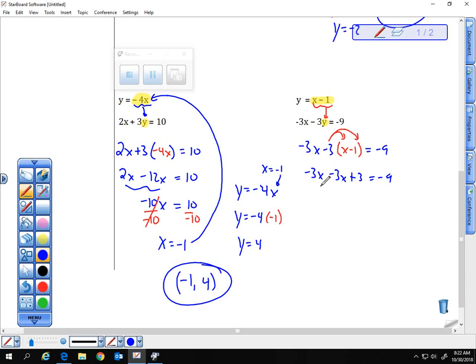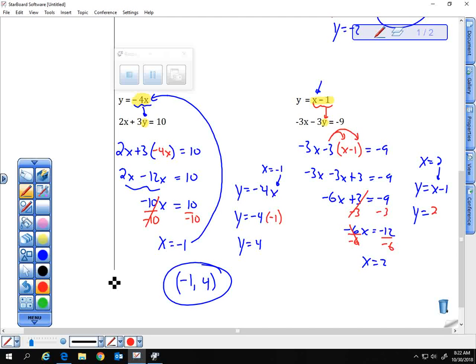So combining my like terms, I get a negative 6x plus 3 equals negative 9. Subtract 3 from both sides. And then divide by negative 6. So x equals 2. Once you have the x value, you can figure out the y value by putting the number 2 in there. So if I look at y equals x minus 1, knowing that x equals 2, I can put the 2 in there. So it'll be y equals 2 minus 1. So y equals 1. So 2, 1 is my answer.